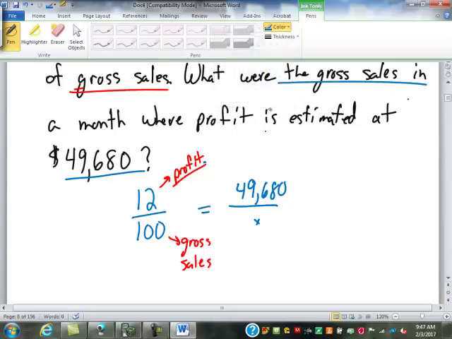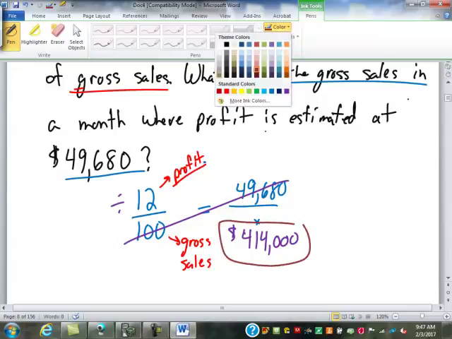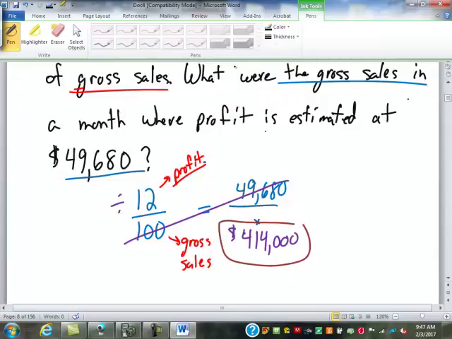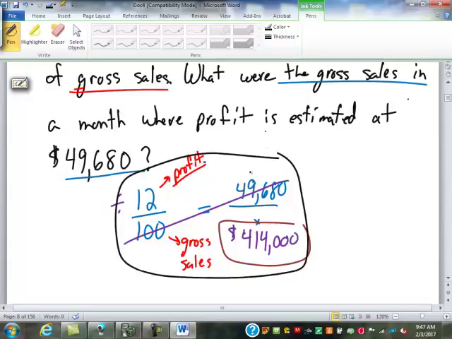So now we can cross multiply and divide. 100 times 49,680 divided by 12 is going to be, what's that? 414,000. Very good. So $414,000. Another reason why I like using proportions for my percents in word problems like this is that, as long as you keep them labeled, they help you get the numbers in the right place.